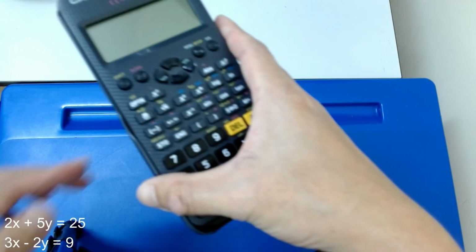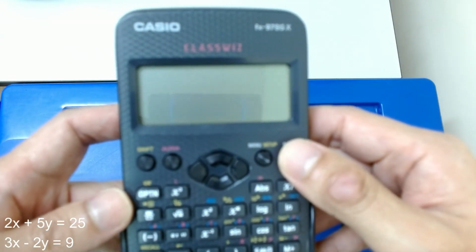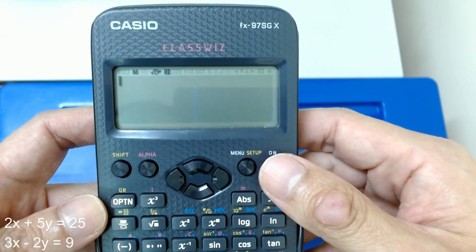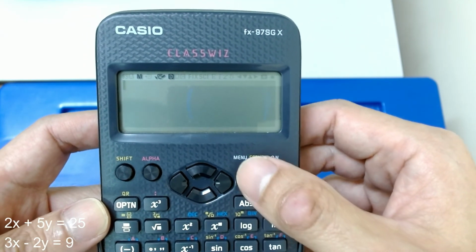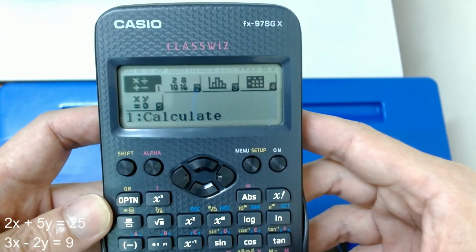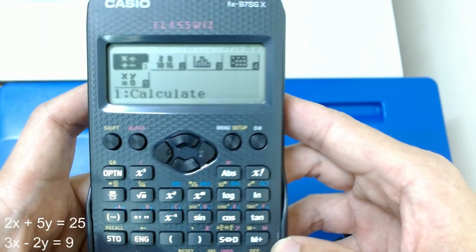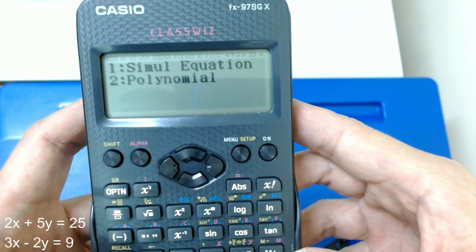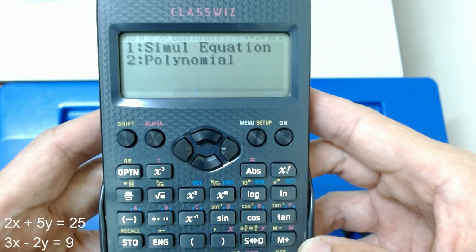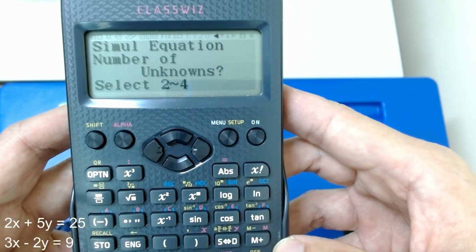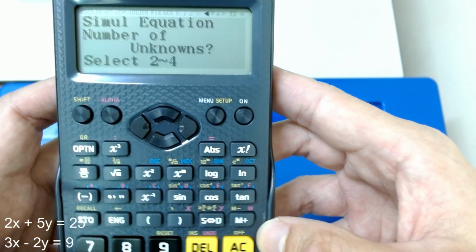Now I'm going to use another calculator. So this is another Casio model. I believe that these two models are quite common. So the model is FX97SGX. Okay, so same thing, we go to the menu here. So press this menu. Then we're going to choose the fifth option here, xy equals 0. Now here, it's quite easy to understand. The first option is for simultaneous equation, so we choose the first one. Now the number of unknowns, since we have x and y, we have to choose two unknowns.